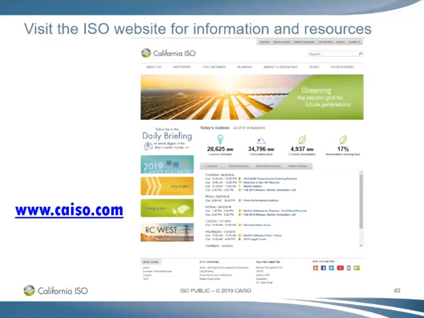In the middle of the screen, there's a section called Today's Outlook, which provides real-time information. Here we publish the current system demand as well as today's forecasted peak. And if you click on that section, it will take you to a page that contains graphs of the current day's load and available resources.